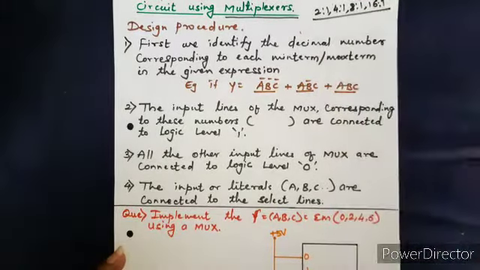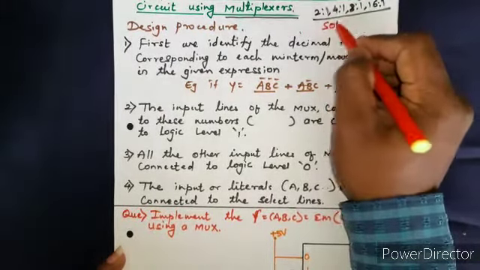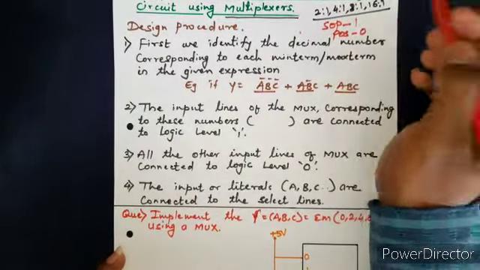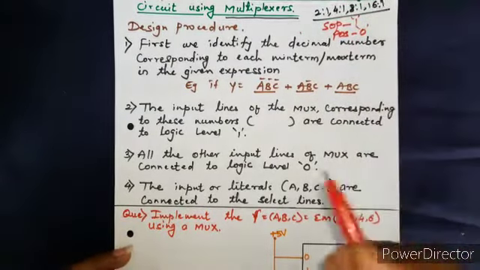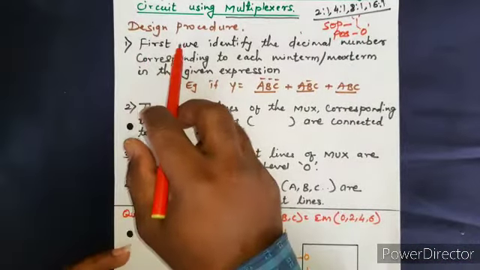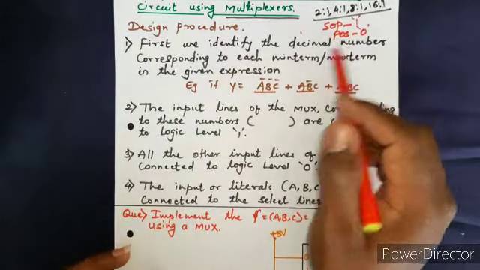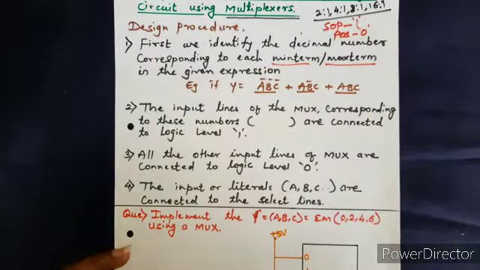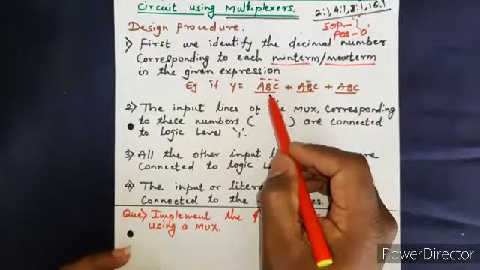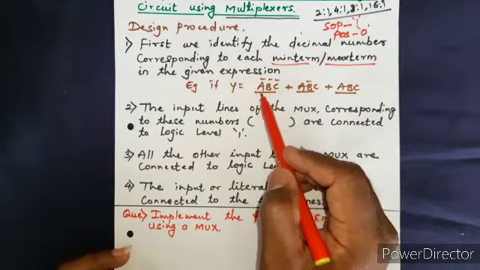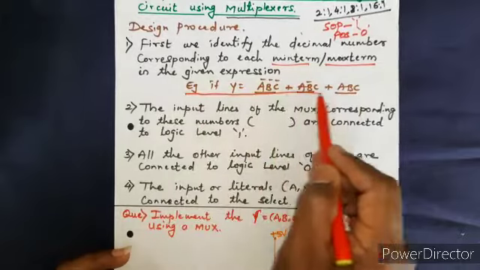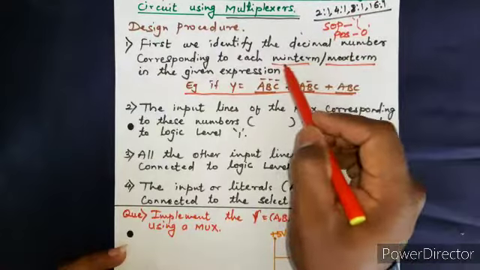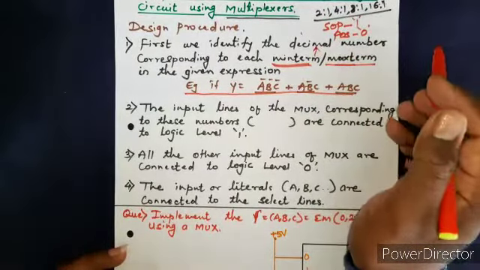Here you have to recall our concepts of SOP, which corresponds to 1, and POS, which corresponds to binary 0. The first step is to identify the decimal number corresponding to each min term or max term in the given expression. Suppose this expression is given and the question is to implement it using a multiplexer. First we convert each min term or max term into its corresponding decimal number.